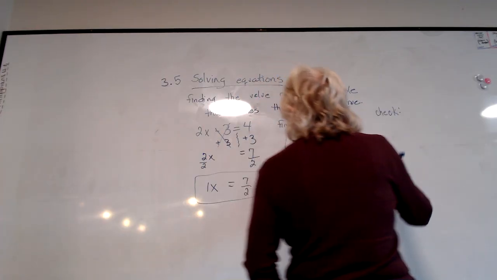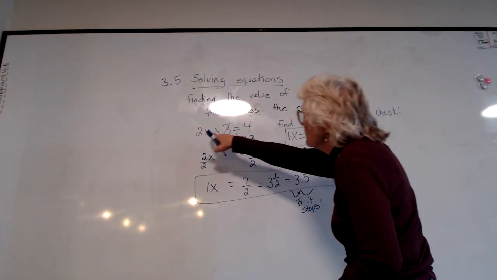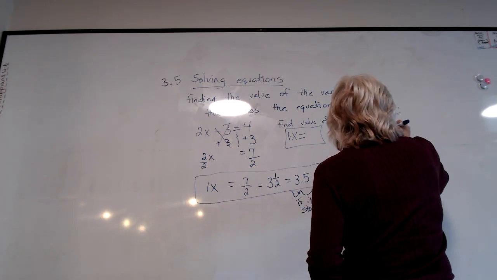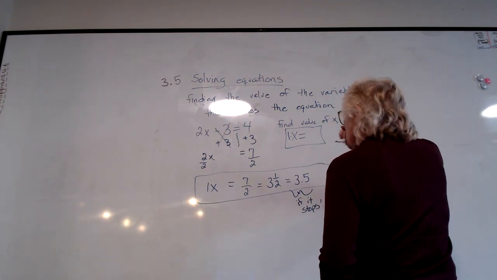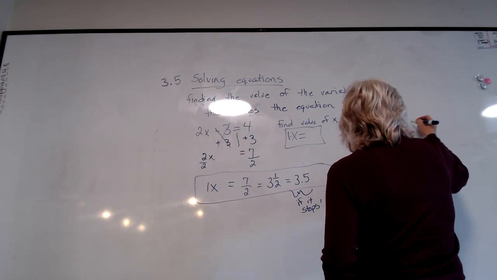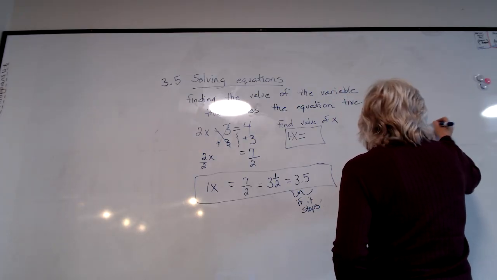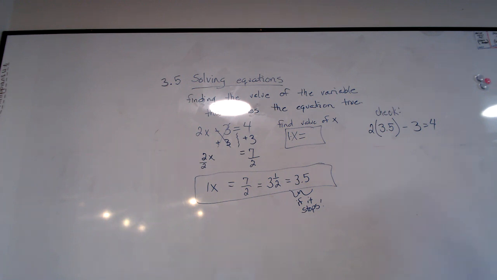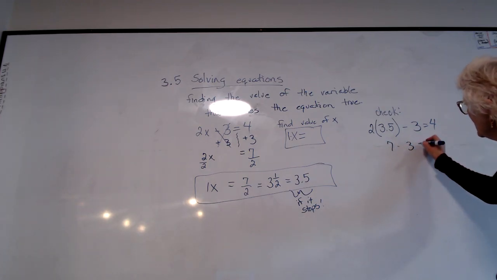Okay, so let's check. What we do is we put this number in for x, so it's going to be 2 times 3.5, that's fine, because that's an easy way, minus 3 equals 4. I wrote the wrong thing earlier. Okay, 2 times 3.5. How much is that? It's 7, because 3 doubled is 6 and 0.5 doubled is 1, so that's 7. So 7 minus 3 equals 4.